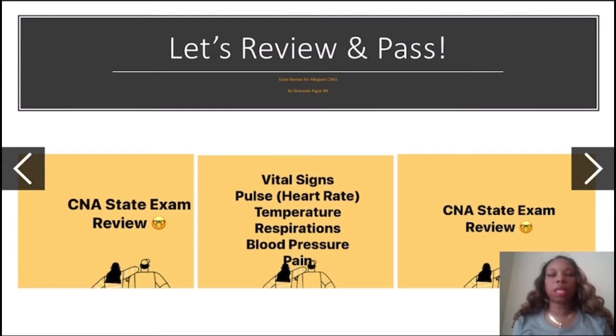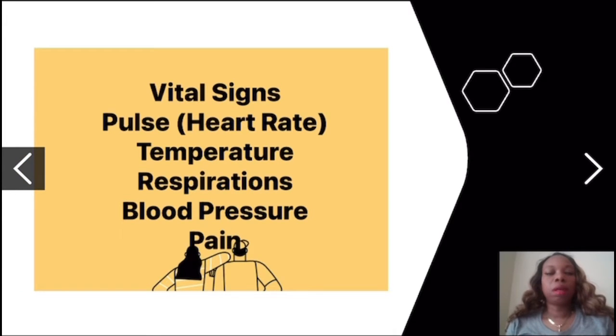So we have a state exam coming up. Let's review and pass. We're going to start with our CNA state exam. We're talking about vital signs. Vital signs include the pulse, the heart rate, temperature, respirations, blood pressure, and pain is considered the fifth vital sign. Once again, when we're talking about vital signs, we're talking about the pulse, temperature, respiration, blood pressure, and pain.